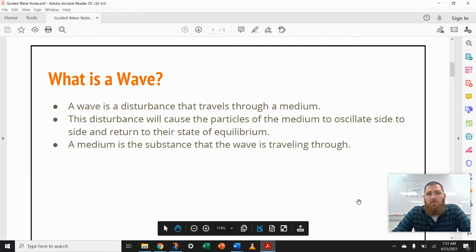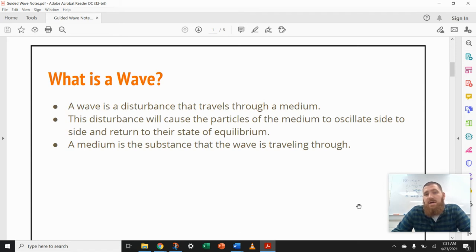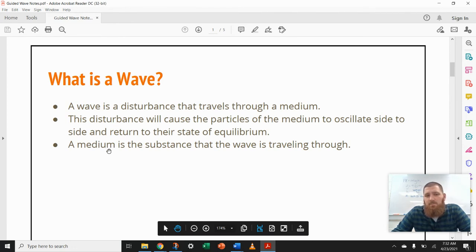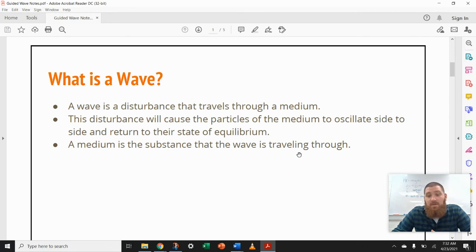So, what is a wave? A wave is a disturbance that travels through a medium. This disturbance will cause the particles of that medium to oscillate side to side and return to their state of equilibrium. Now, a medium, or what the wave travels through, is just the substance that that wave is traveling through.